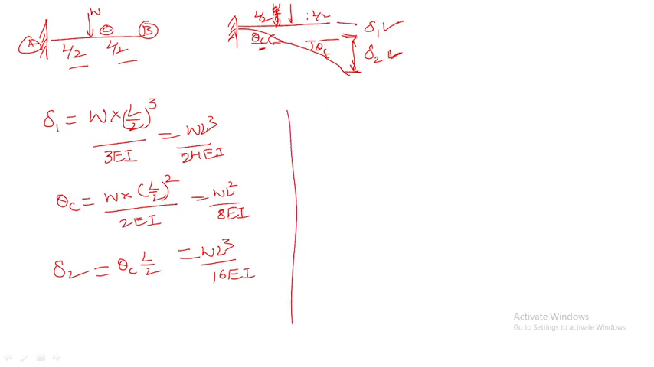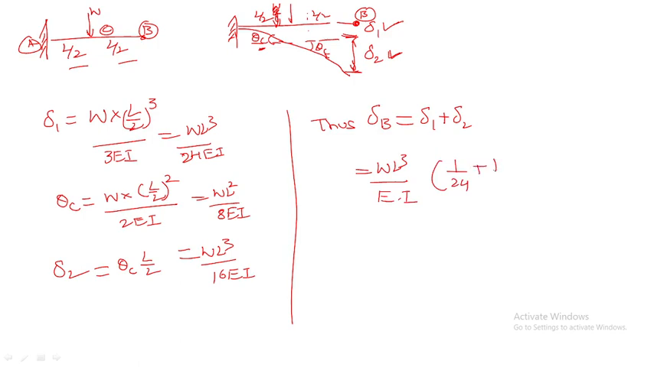So how can we write the total? At B, at the total portion, we have to calculate here at the B point. Total is delta 1 plus delta 2, right? That is WL cube divided by EI, 1 by 24 plus 1 by 16. So the answer is 5 WL cube by 48 EI.